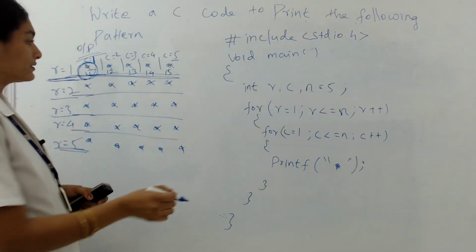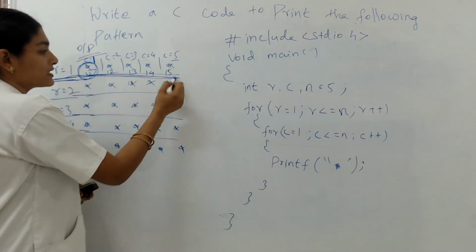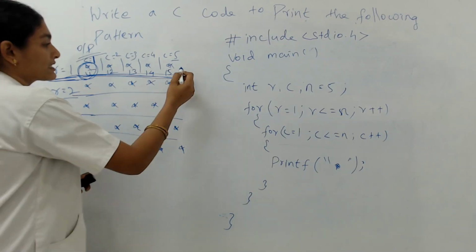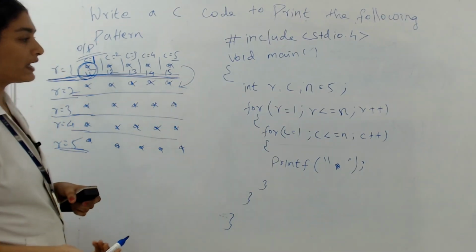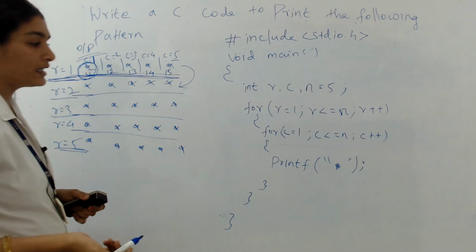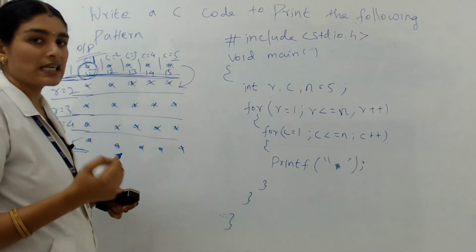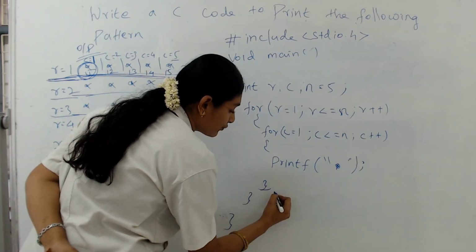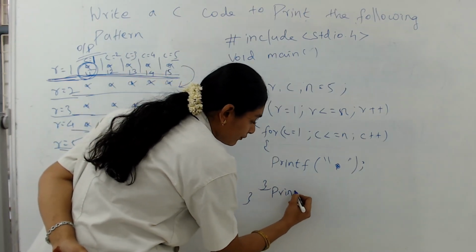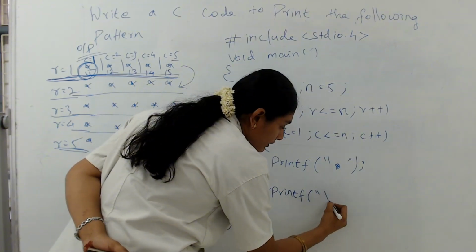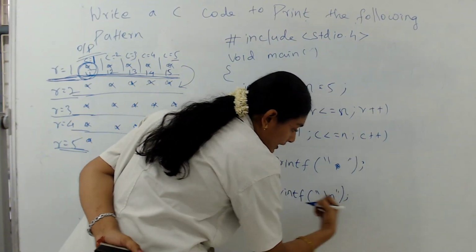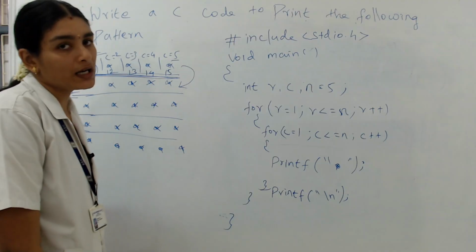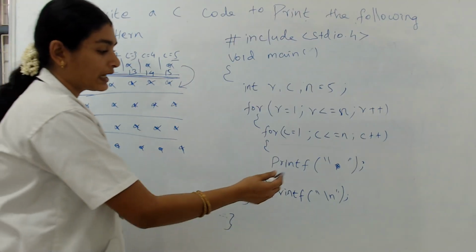As of now, we are completing up to printing the star value. For the next line shifting, we have to add \n in our printf statement. \n is known as the new line character. So after completing this inner for loop, write printf within double quotes \n. This \n is used for a new line, to indicate the next line.